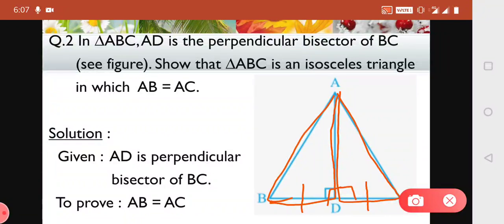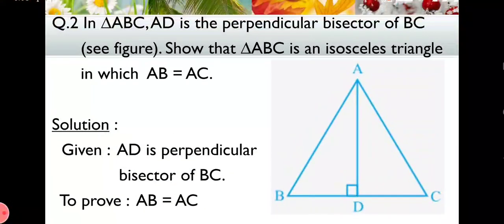Both are 90 degree and AD equal to AD. This will be common. Therefore, triangle ADB congruent to triangle ADC. Then we will get the CPCT as AB equal to AC. This we will get as CPCT. So we write the proof.